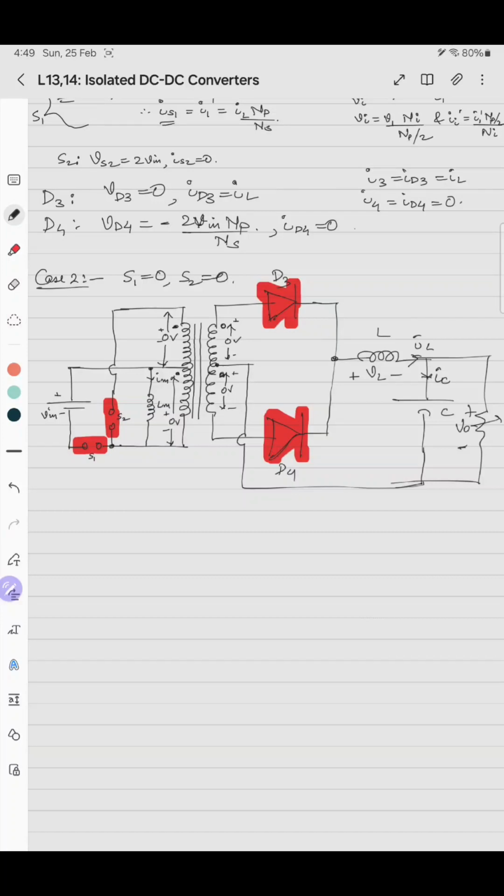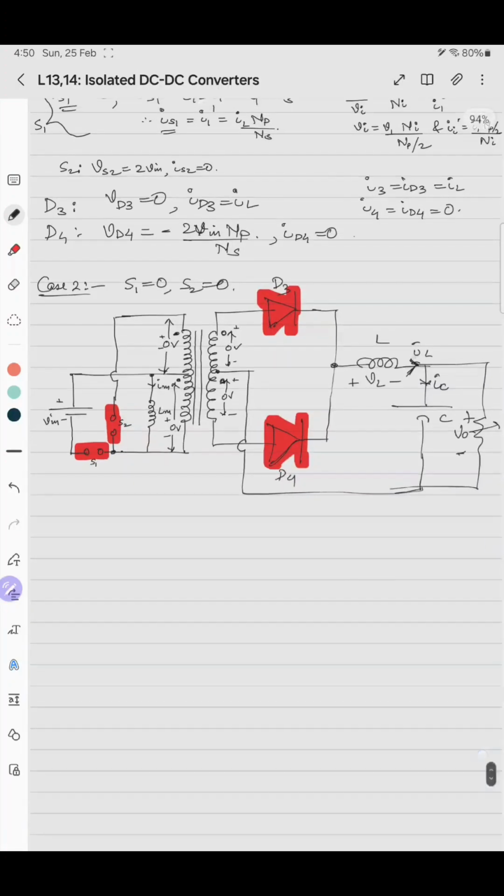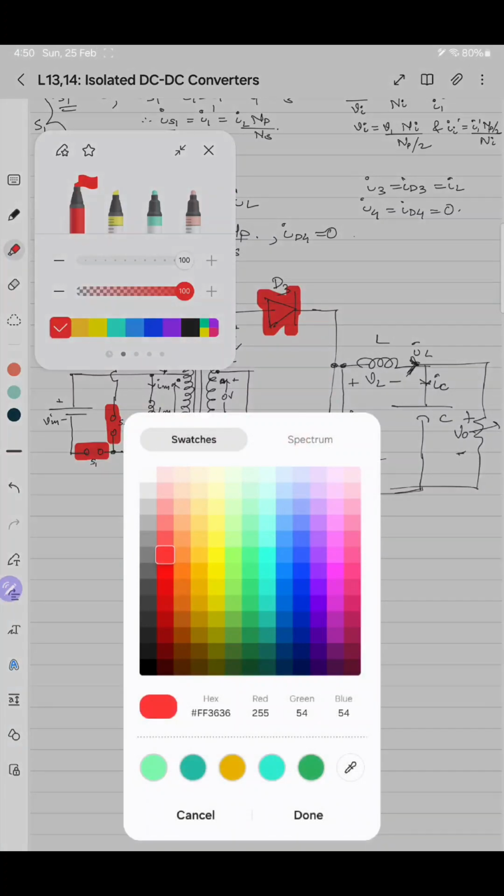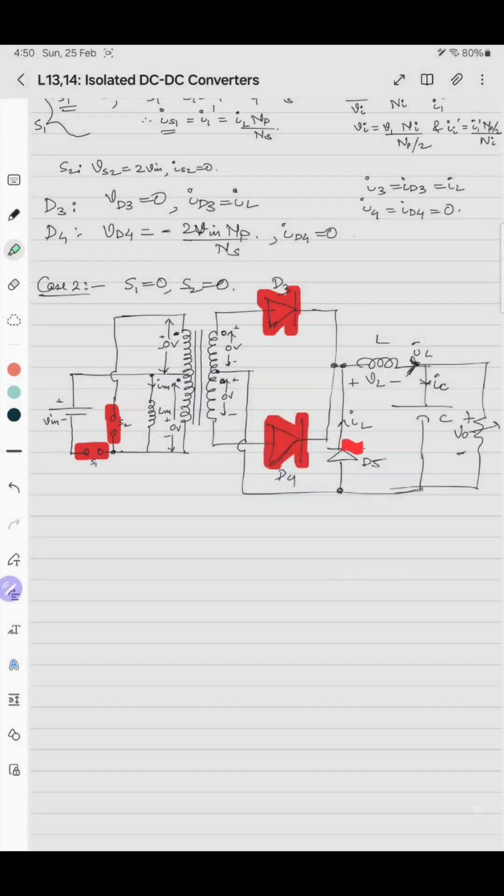So now there is a problem here. There is no way for this inductor current to freewheel. So we added a diode like this to freewheel. This is diode D5. So this diode D5 will be forced to turn on in this particular circuit. This will be turned on.